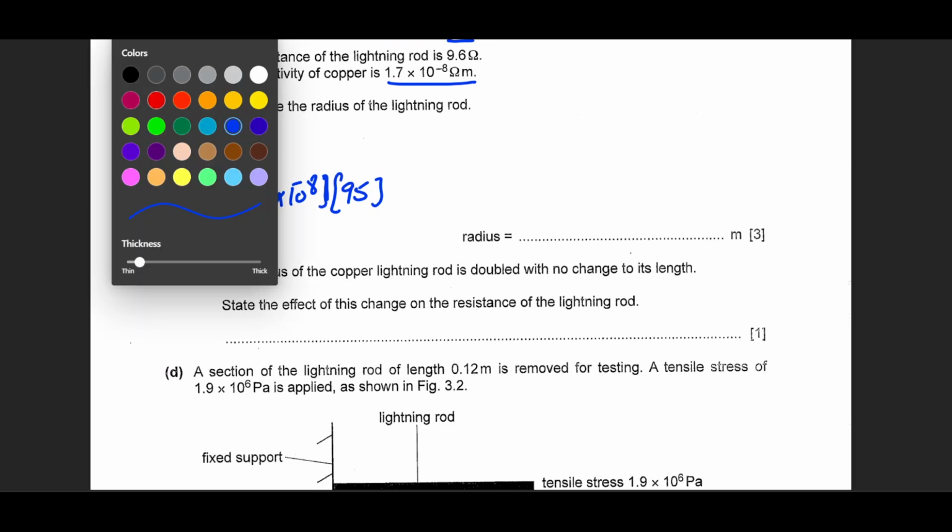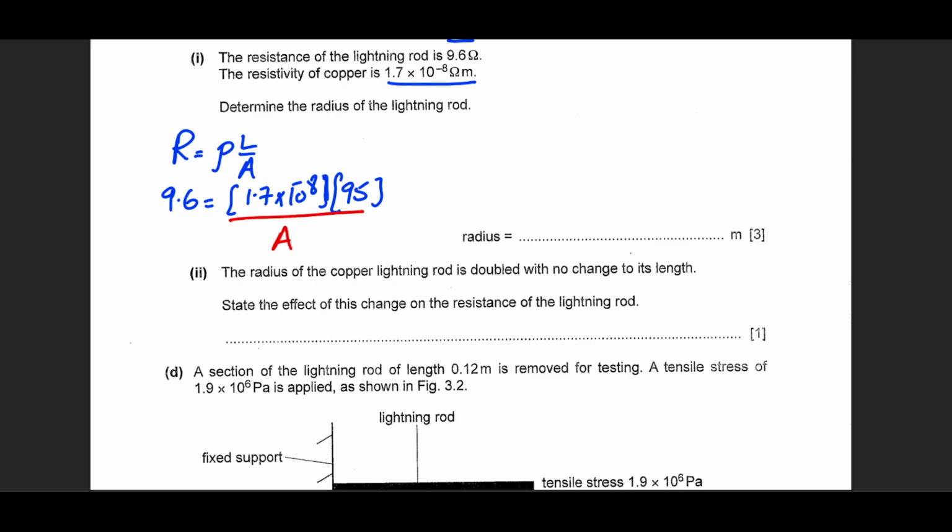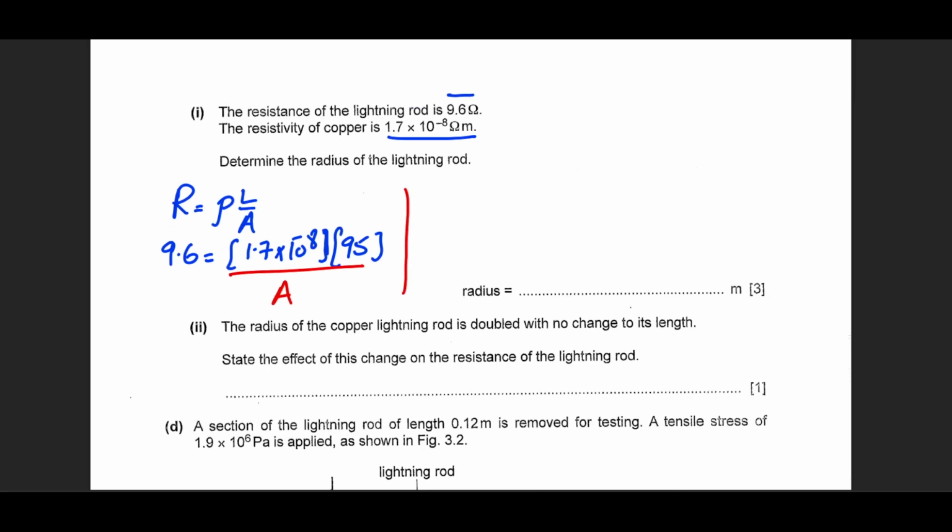So we have to figure out the cross-sectional area. Whatever that may be, we can write down pi r squared in place of that. Now taking r squared over to the other side, bringing 9.6 over here, taking the square root because it's a square, the radius comes out as 0.23 times 10 raised to power minus 3. So this becomes 0.23 times 10 raised to power minus 3.